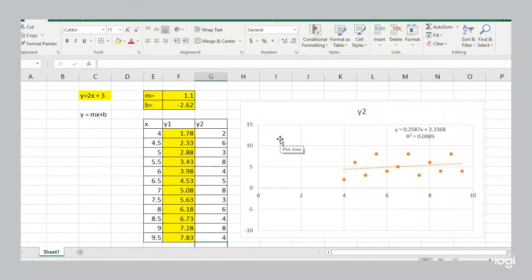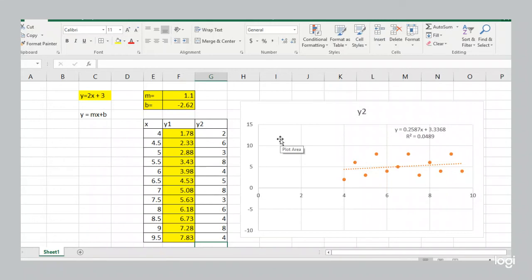Now your data points are all over the place. Technically it's an upward trend because your slope is still positive. It's 0.2587. Okay. Maybe with the naked eye you can see a bit of an upward slope, but if you look at that r-squared value, 0.0489, it's practically zero, which means you have no correlation. Okay, you have practically no correlation.